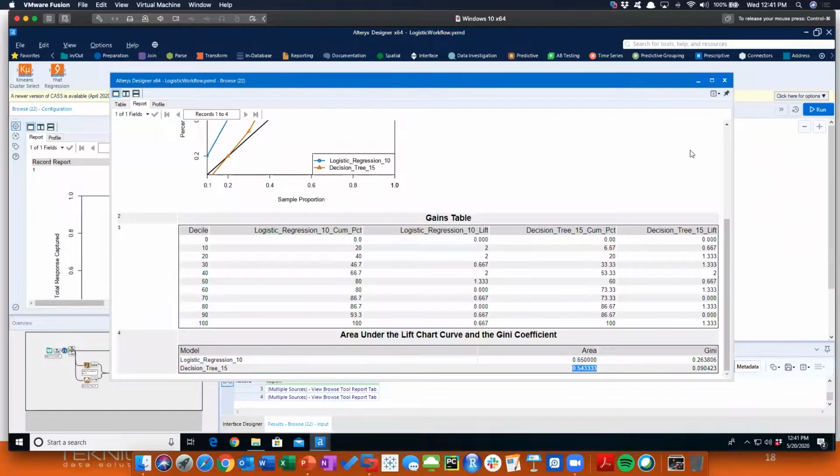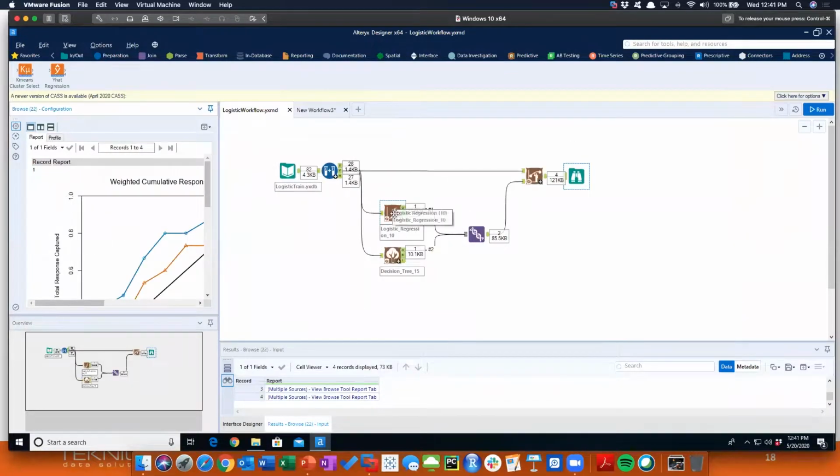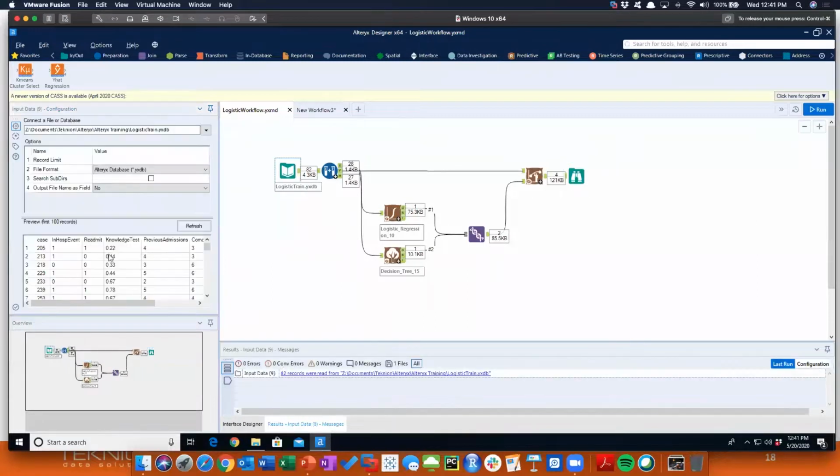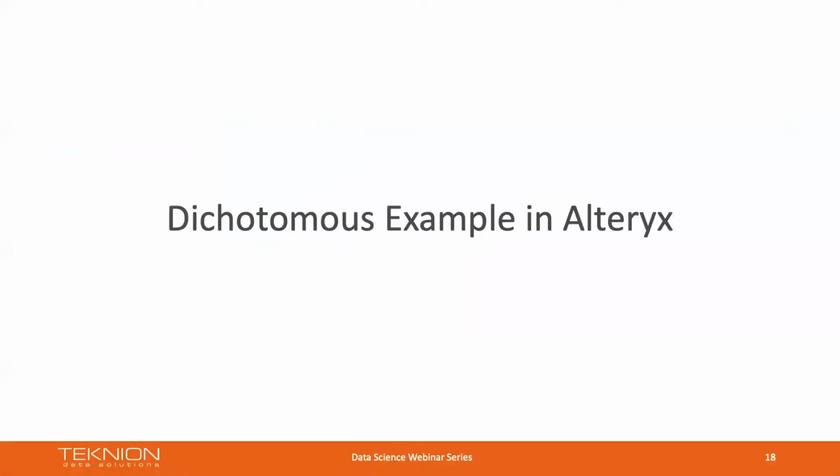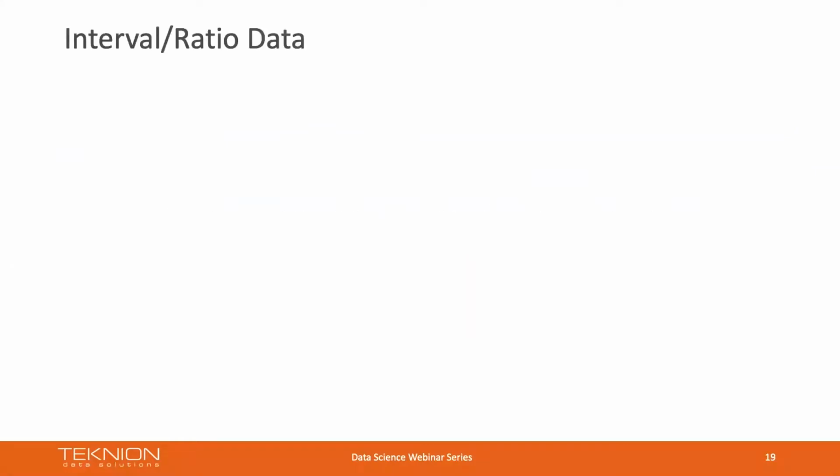Okay, so that's just a little bit of an example of when we're wanting to run these types of models, both with a dichotomous outcome, because again, what we're trying to predict is whether or not they're readmitted. And because of that, these are all on an interval scale. That makes more sense for that type of modeling. Okay. All right. Now on to interval or ratio scale data.